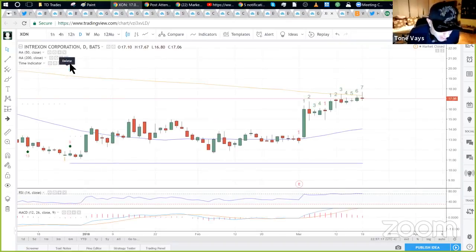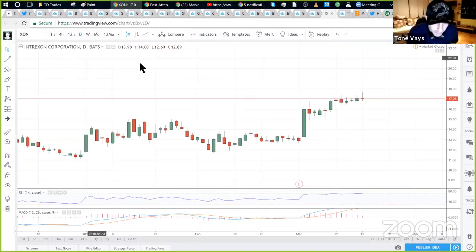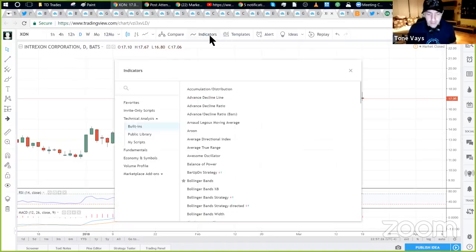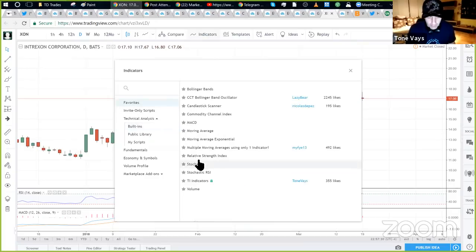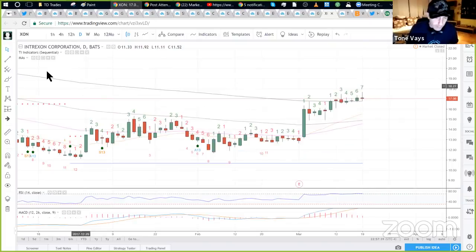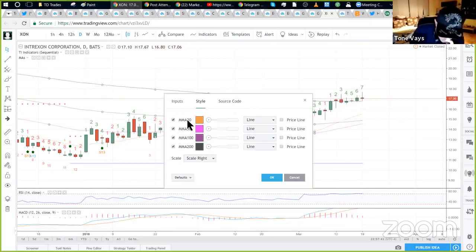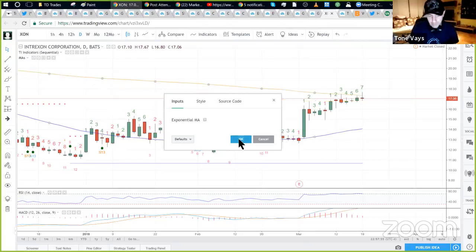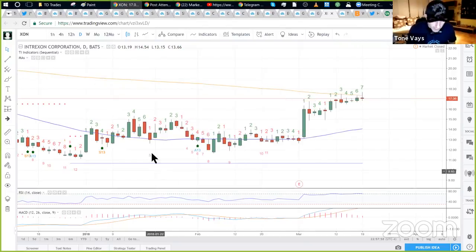I'm going to dump all of these and I'm going to reset them. Indicators, favorites. Moving averages. Let's fix the moving averages. Make them simple. Okay.